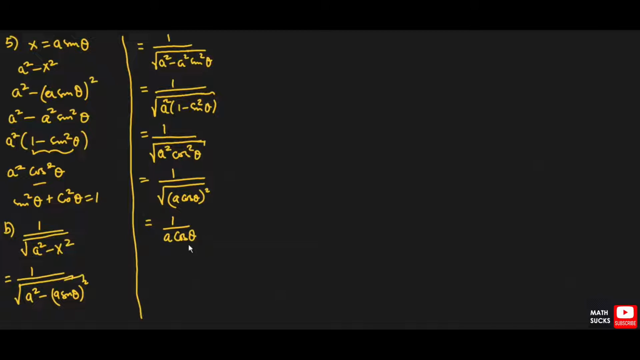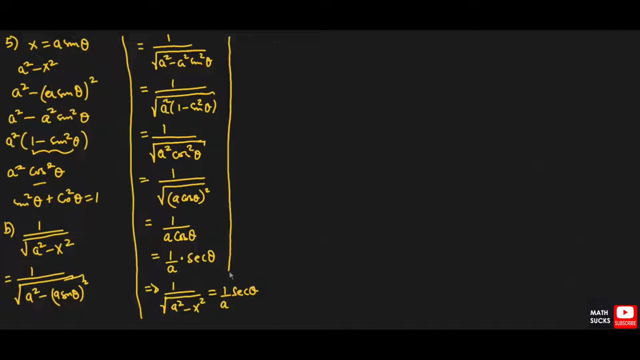So instead of leaving it like this, we can just leave it as 1 over a times sec of theta. So we can therefore say that 1 over the square root of a squared minus x squared is the same as 1 over a sec theta. This is a very important substitution when it comes to integration.